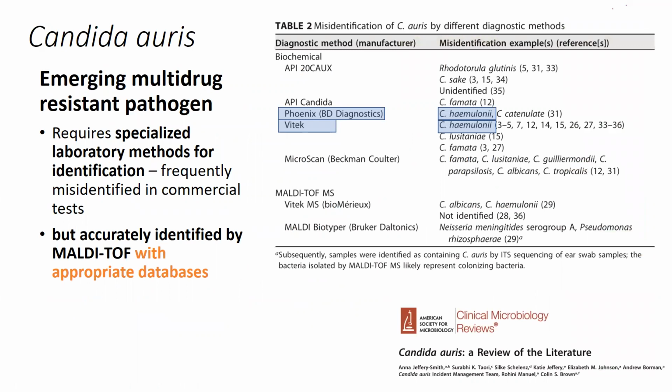The other thing to say is it does require specialized laboratory methods for identifying it. Certain methods, for example, based on biochemical tests, either standalone or as part of commercial platforms, will tend to misidentify Candida aureus, particularly as Haemulonii. But actually, with appropriate databases, both of the main two MALDI-TOF platforms will identify it fine. But it is important that you have the right database, else you may misidentify.